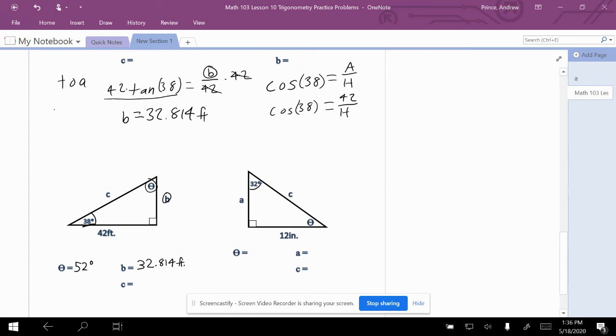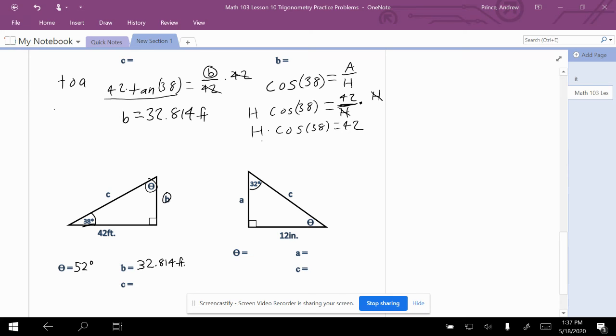Now this time we have the unknown value on the bottom here. So rather than multiply by 42, that's not going to do much. If I multiply this side by 42, that's just going to give me a bigger number. I want to cancel the 42 so that I can get the h by itself. But the easiest thing to do here is going to be to multiply by the h on both sides, which is going to cancel the h out on this side because it's on the bottom of the division symbol here, which will make it harder to solve. And then the other side, it'll bring it up to the top. So now I have h times cosine 38 equals 42.